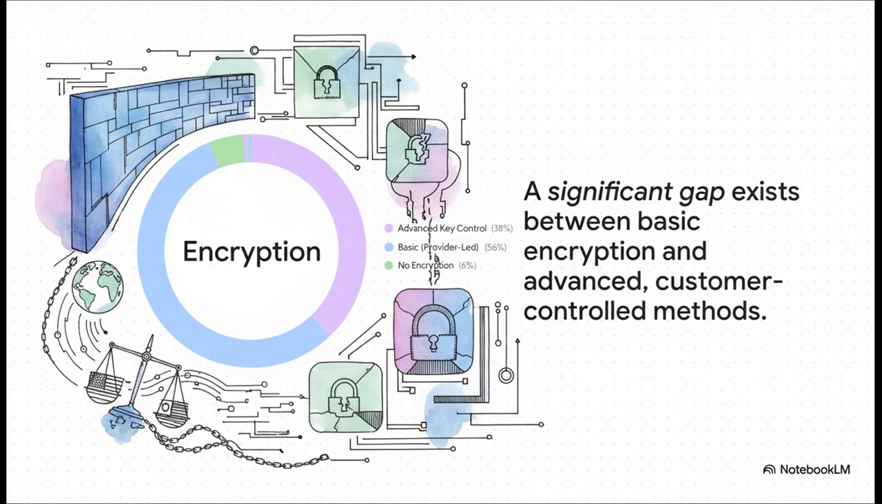You'd think everyone would be doing this, right? Well, here's the reality check. This slide shows a huge gap. Almost every company, 94%, uses some kind of encryption. But look closer. Only 38% use the more advanced methods, where they actually control their own keys. That means the vast majority of companies are still wide open to this specific legal risk.